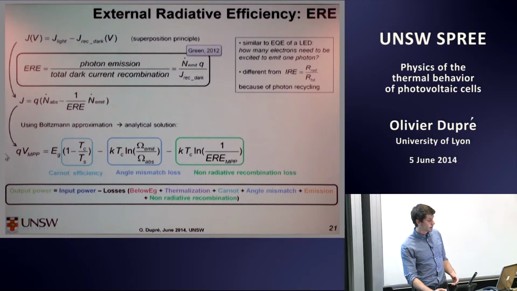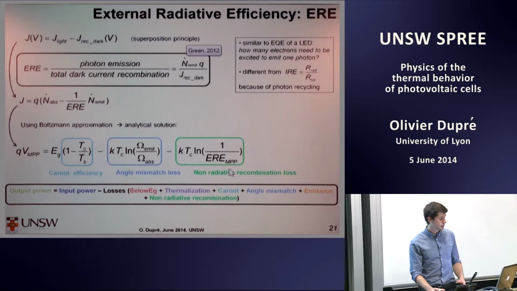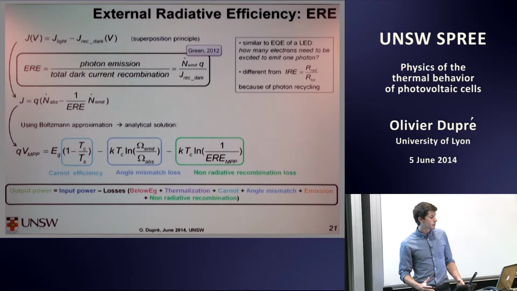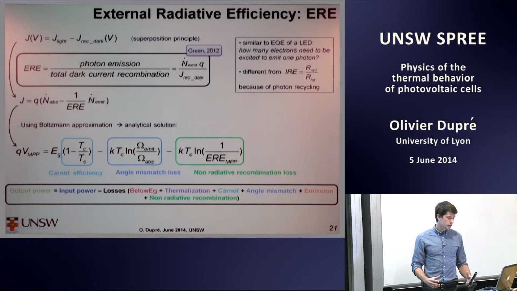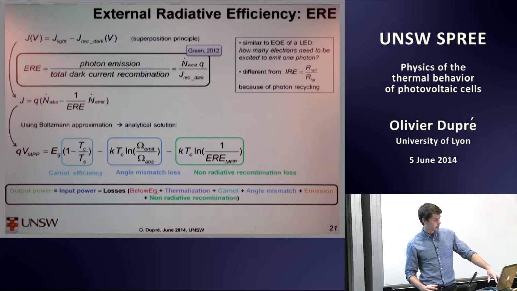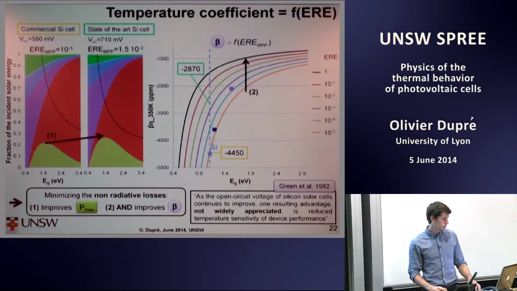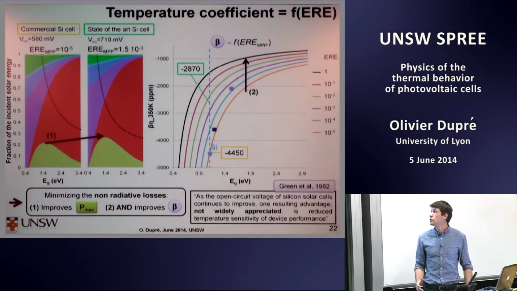And we see that this equation is exactly like the one we've presented before, but there is another additional term due to non-radiative recombinations. This term here has a temperature dependence. It depends linearly upon the cell temperature, and thus it will have an impact on the temperature coefficient.